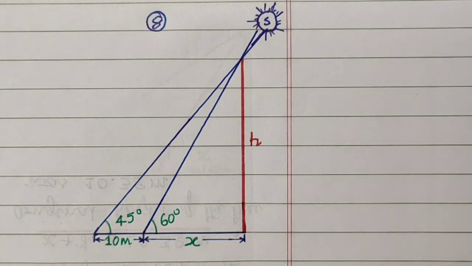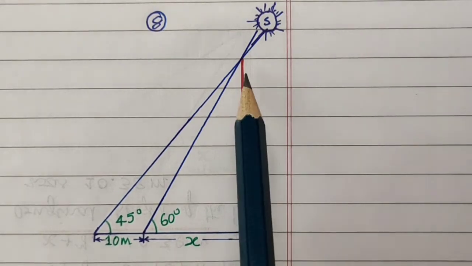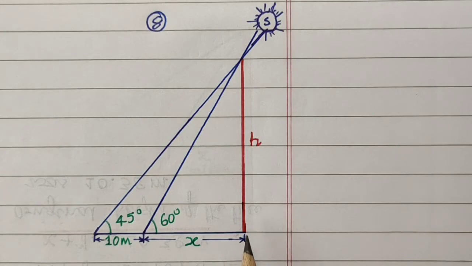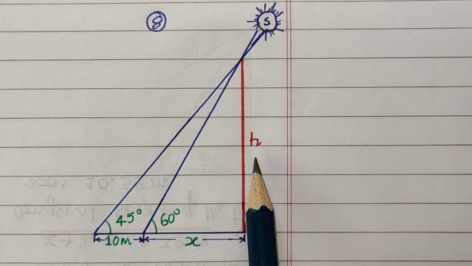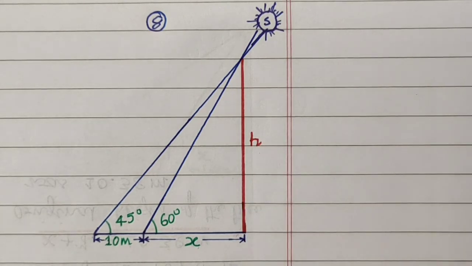So once again I'll read out the problem. The shadow of a tower, when the angle of elevation of the sun is 45 degrees, is found to be 10 meters longer compared to when the angle of elevation of the sun is 60 degrees. So taking this as x, and the height as h, we can find out. We'll use these two triangles and get two equations for x, then equate those two equations, then we can eliminate x, and we'll get the value of h, which is the height of the tower.